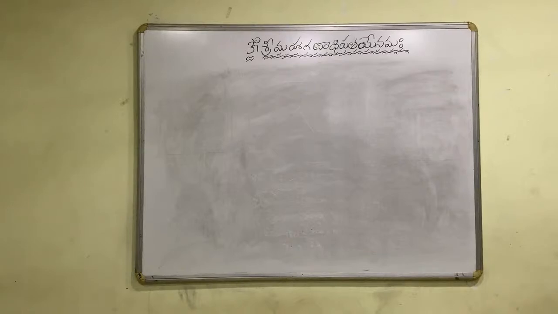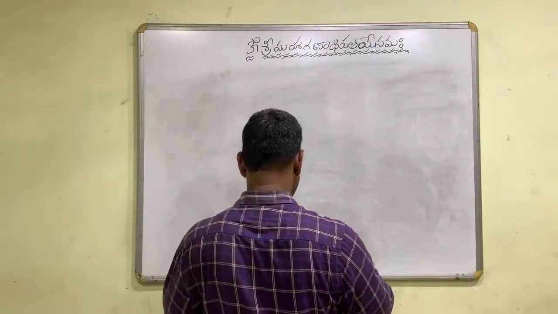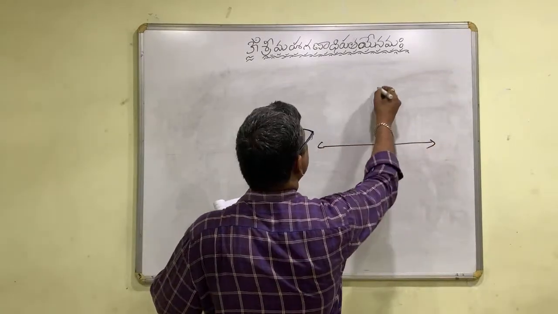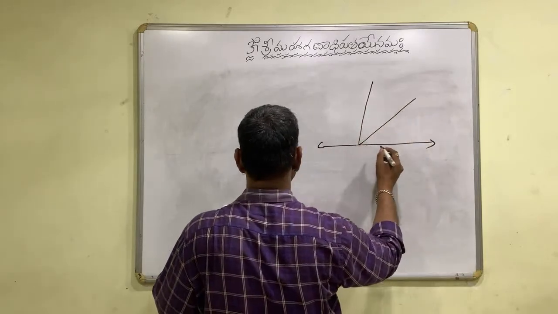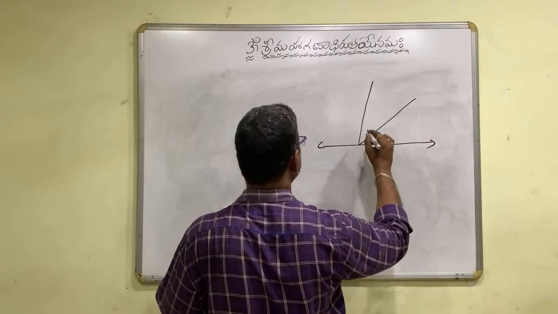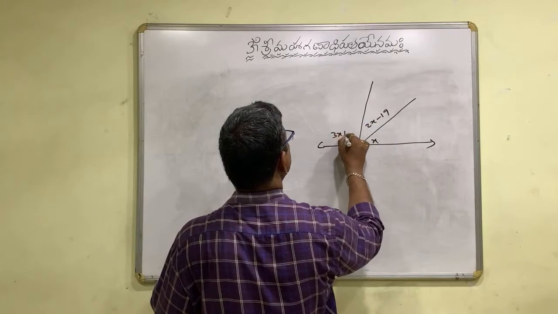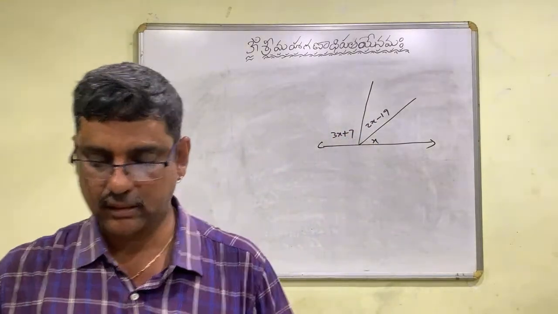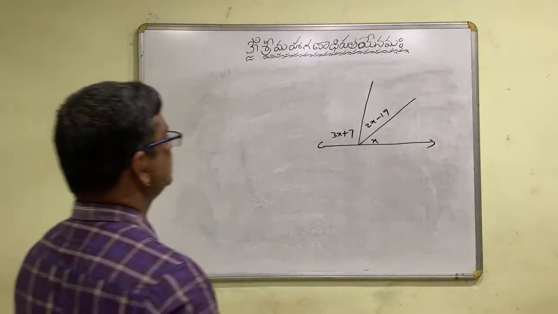Yeah, this one. I'll draw the figure. This is x, 2x minus 19, 3x plus 7. Find the value of x and all the angles.